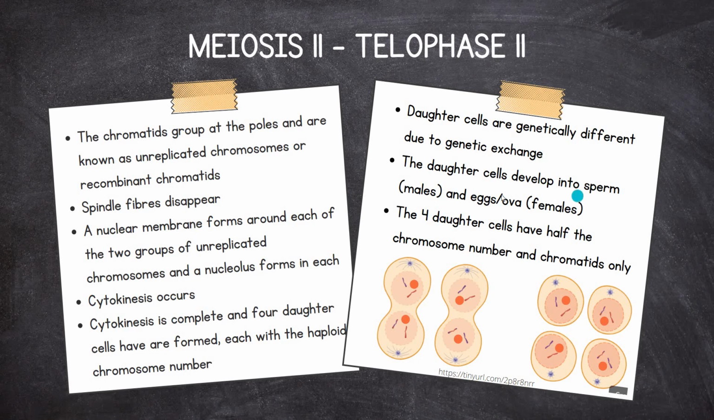The daughter cells develop into sperms in males and into eggs or ova in females. The 4 daughter cells have half the chromosome number and chromatids only. So again, at the beginning we had 4 chromosomes, right? Then at the end of meiosis 1, we had 2 chromosomes, and now we have 2 chromatids. Okay, and that is meiosis 1 and meiosis 2, which is your process of meiosis.